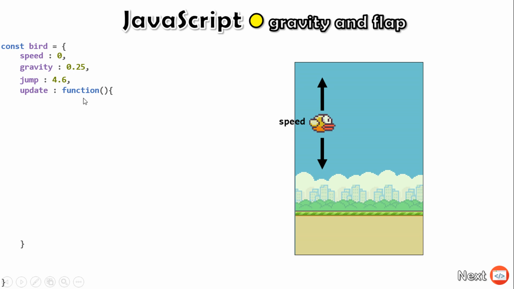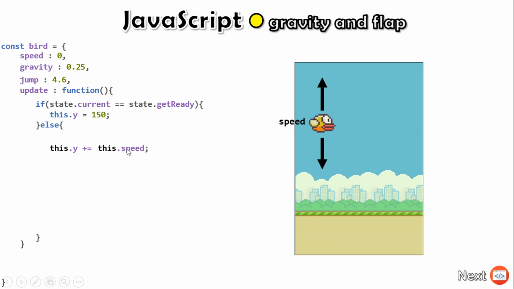Now inside our update function, beside the code we used for the animation, I will say if it's the get ready state, the bird must stay here. It won't go neither to the top nor to the bottom. So I will just keep the Y position of the bird at 150 pixels. Else, we will change the Y position of the bird by the speed. So if we increment the Y position, or if the speed is a positive number, the bird will go down. If the speed is a negative number, the bird will go to the top.